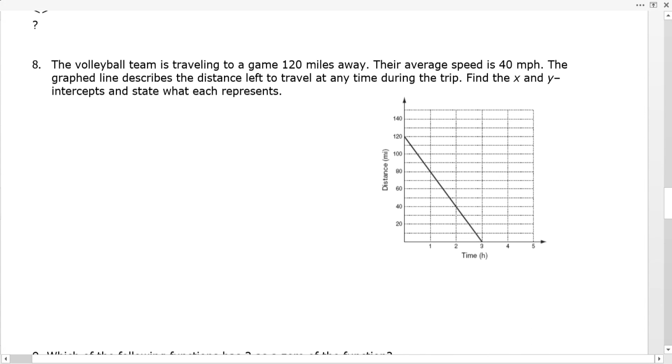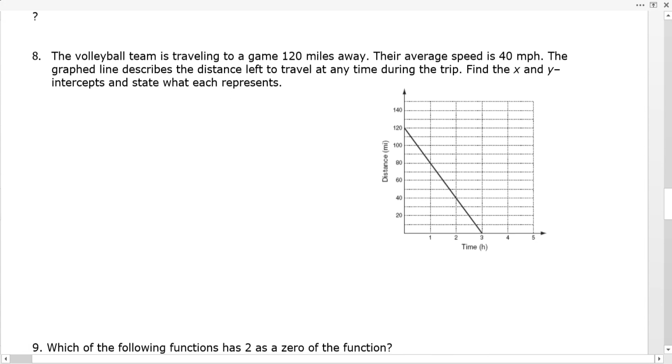Okay, volleyball team traveling, going on a trip. Okay, so there's a graph. So I don't really care about any of this stuff up here. What I do care about is the intercepts and what they represent. Here's my intercepts.